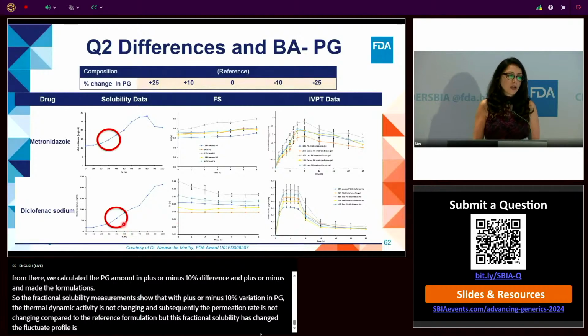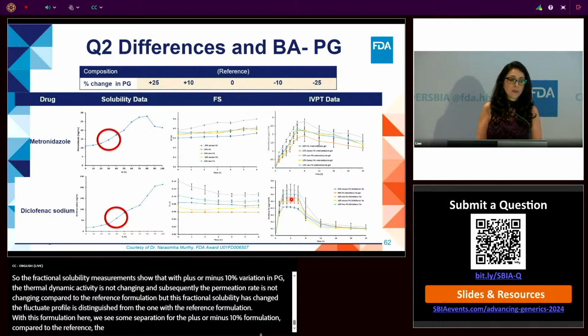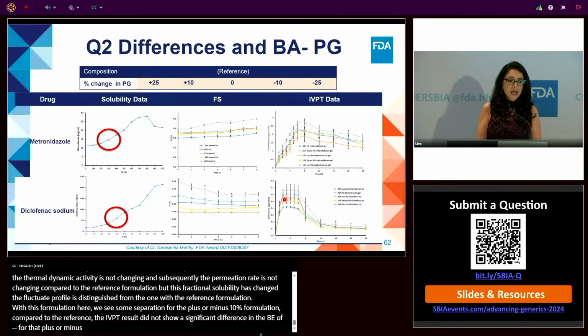With the diclofenac sodium formulation, while we see some separation for the plus minus 10% formulations compared to the reference, the IVPT result did not show significant difference in bioavailability of diclofenac for the plus minus 10% variant formulations and the reference formulation, but the profiles for plus minus 25% variant formulations were different compared to the reference formulation.